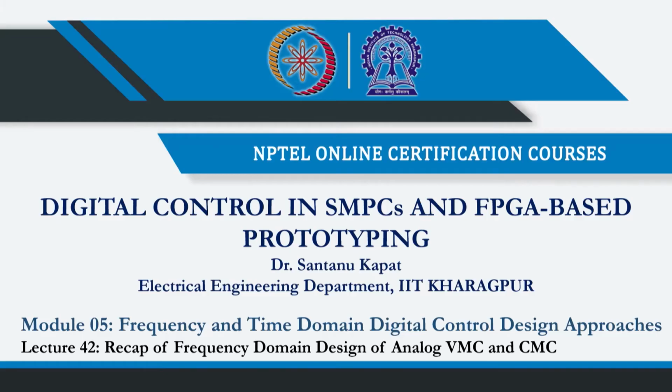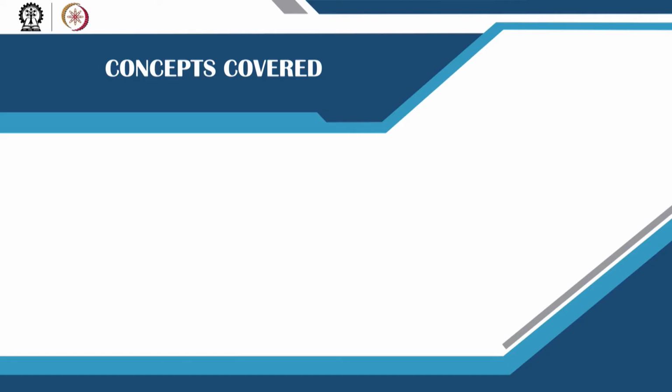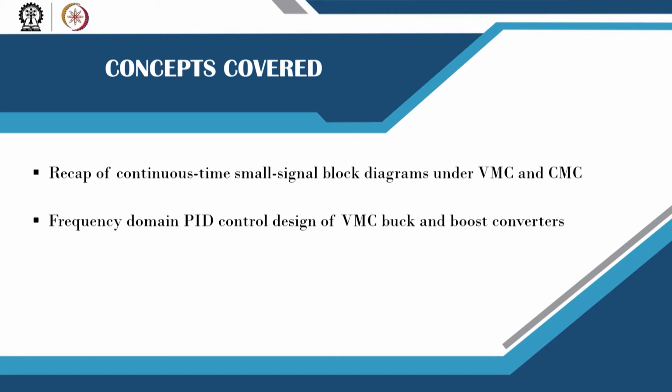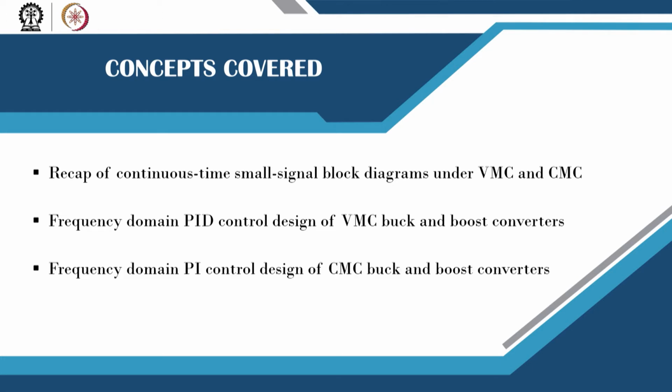Welcome. In this lecture, we are going to recapitulate frequency domain design of analog voltage mode and current mode control, and this will provide a path for going to digital control design. So, in this lecture, we are going to recapitulate the continuous time small signal diagram under voltage and current mode control, frequency domain PID controller design for voltage mode control buck and boost converter, then frequency domain PI controller design for current mode control buck and boost converter, and a summary of key design steps for analog voltage mode and current mode control.